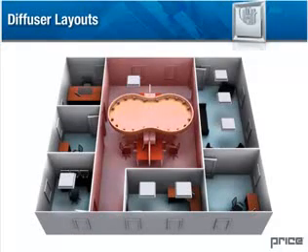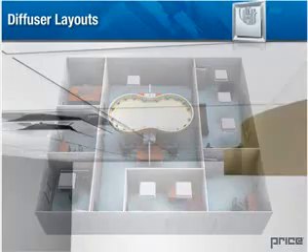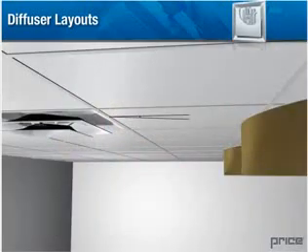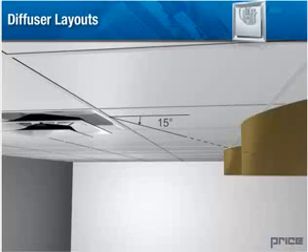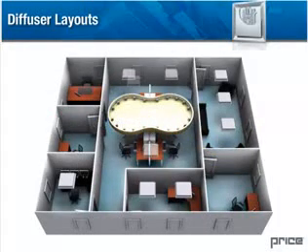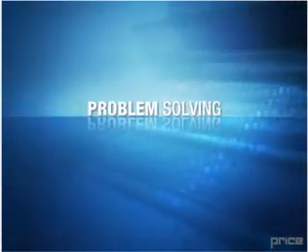4. Ceiling obstacles. Generally, ceiling obstacles should never drop lower than 15 degrees below the edges of the diffuser. The discharged air will be affected by bulkheads or ceiling obstacles that do not follow this rule. Moving a diffuser away from the ceiling obstacle decreases the effect on the airflow. Problem solving.